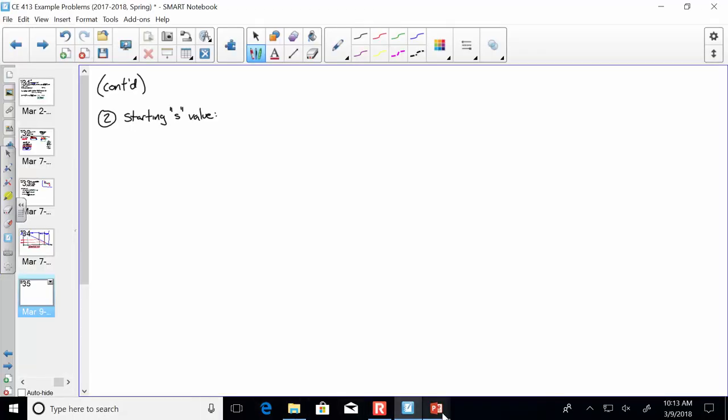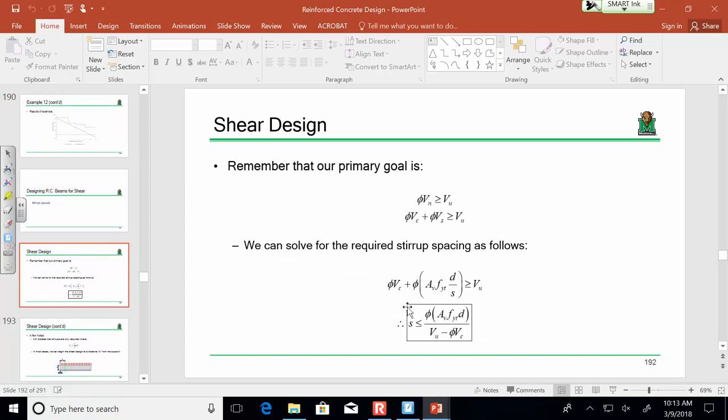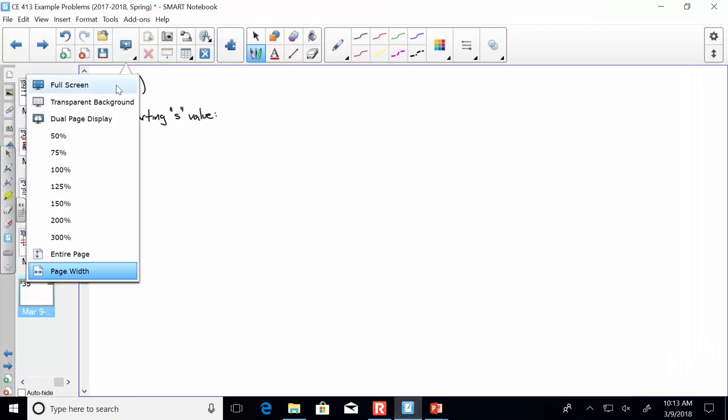Okay. So we've already done step one, and we've got our shear diagram taken care of. So step two, let's do a starting S value. So just so everybody's clear and I'm not pulling equations from the sky here, everybody remember this, that phi Vn has to be greater than or equal to Vu, and Vn is Vc plus Vs. All I'm doing is taking this equation and solving for S. So if you see this equation pop out of the sky, that's all this is, because that's ultimately what I'm trying to figure out, how far apart to space these stirrups. So the equation I'm going to use is this.